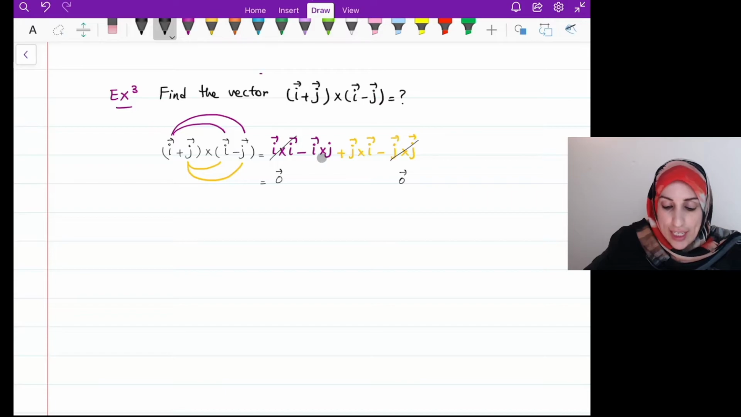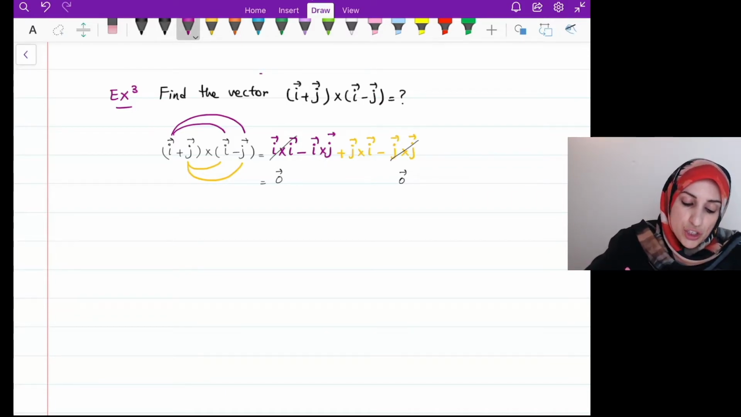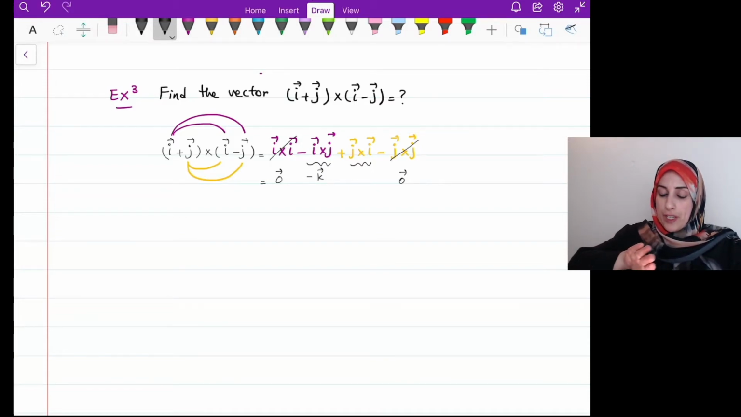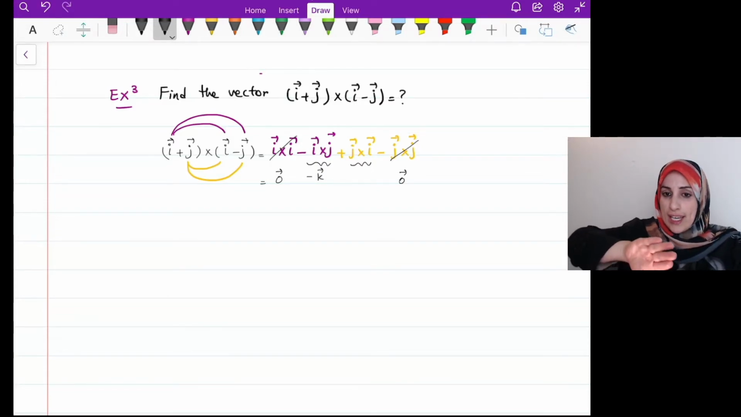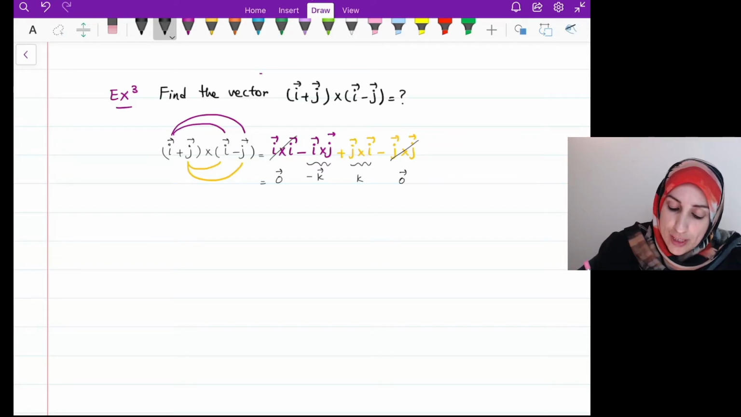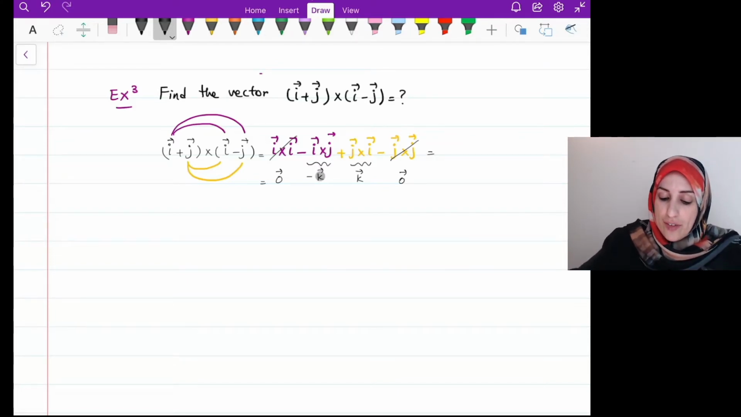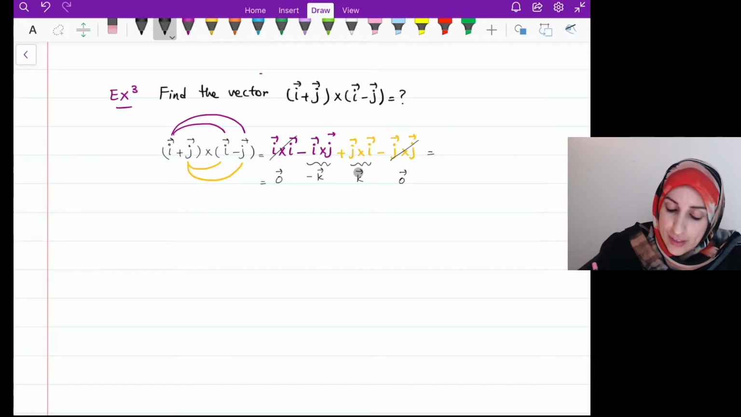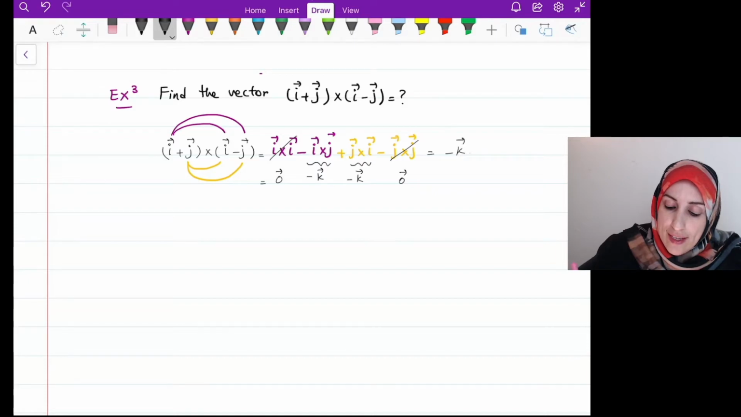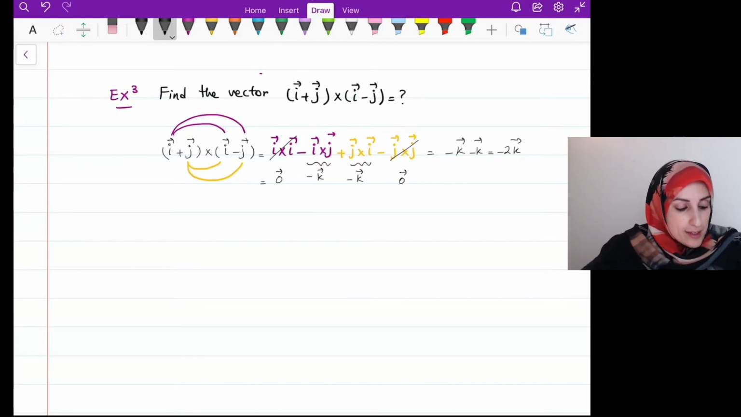Now i cross j, on the first example, we saw that this is k, so I have a negative k here. And j cross i: I put my fingers in the direction of j, curl in the direction of i, and then my thumb shows the direction of the cross product, negative k. So I get a negative k, and then I have another negative k here. This negative is based on that, but this negative is for the cross product. So I get negative k minus k, so I get negative 2k. Very good.